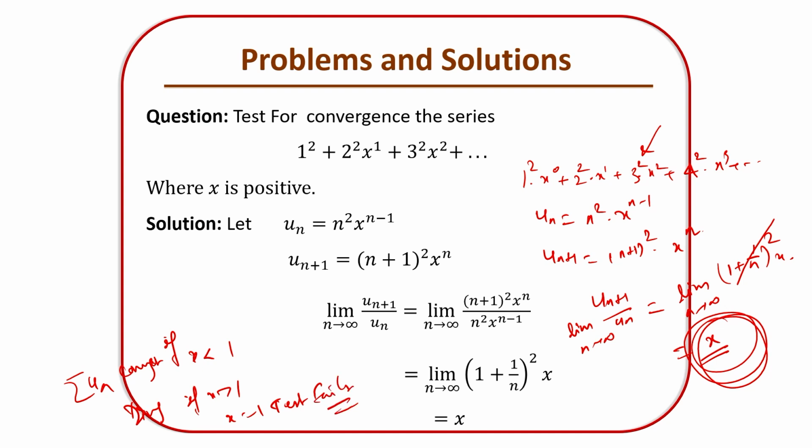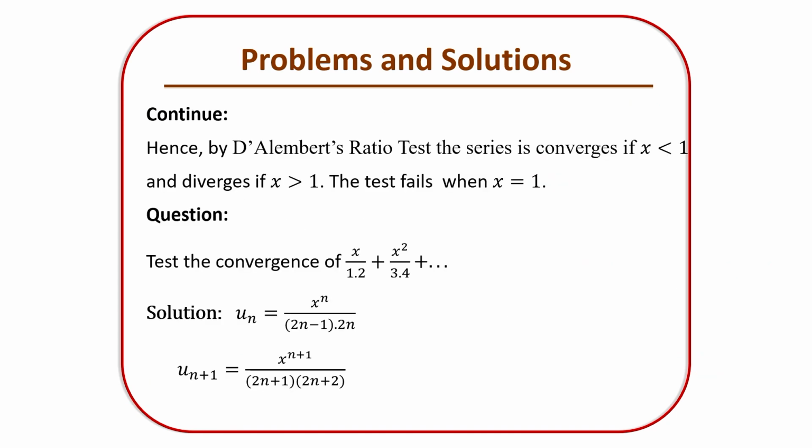Now you have to put this x equal to 1 in the series itself. So what does it become? It becomes 1 square plus 2 square plus 3 square plus 4 square plus so on. What do you think? Is the series convergent or divergent? Look at the structure and you will find out that the series is not a converging series, it is a diverging series, right?